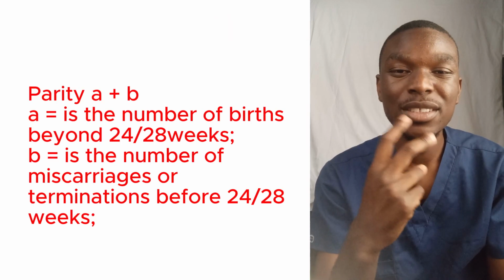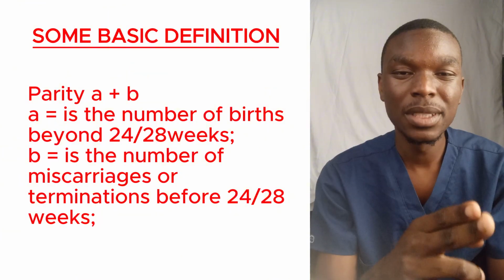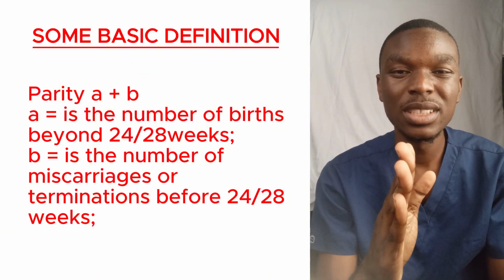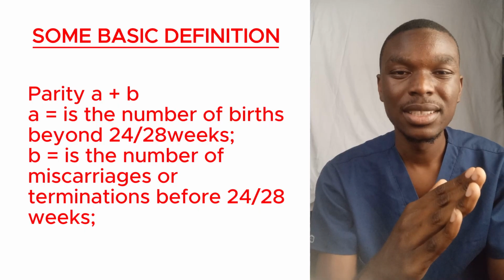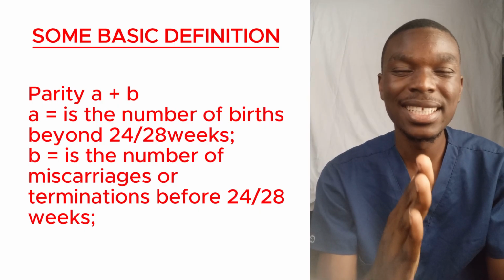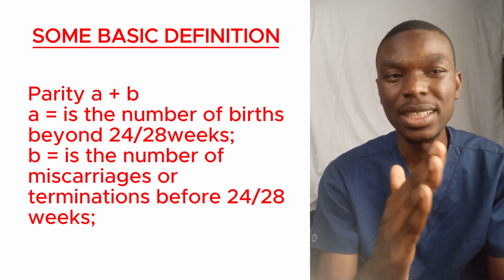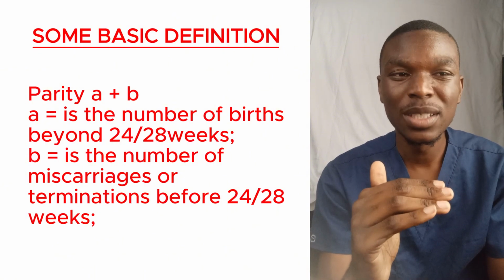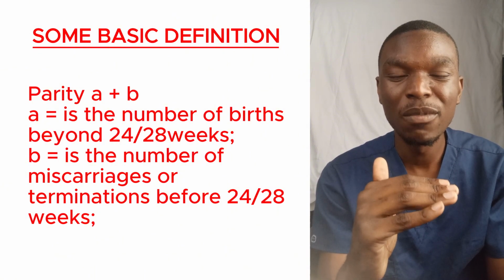So parity is divided into two parts, A and B. The A is just the number of births beyond the viability, depending on each country, like in this example, either 24 or 28. Then the B part is the number of miscarriages or terminations before viability.